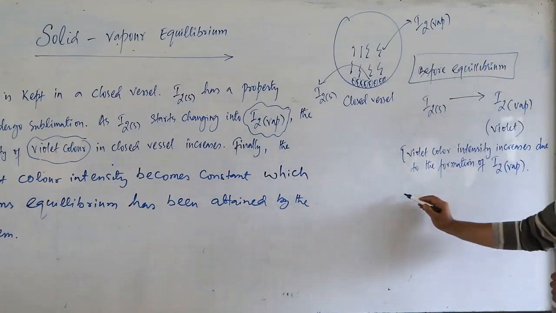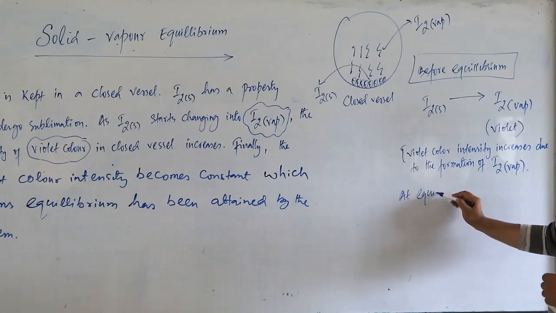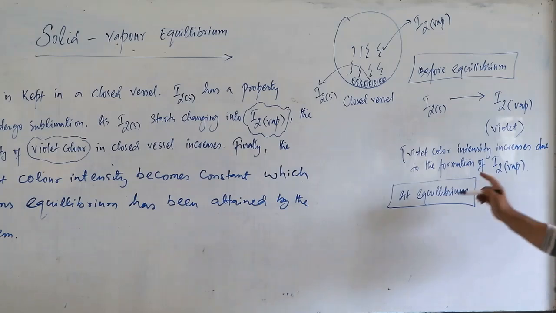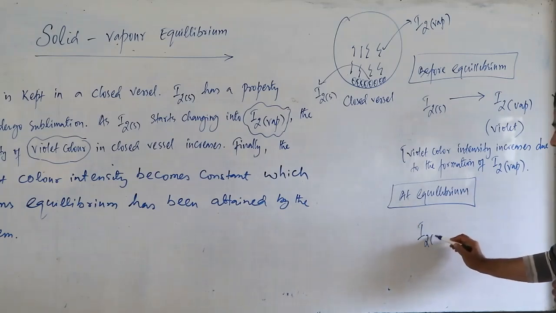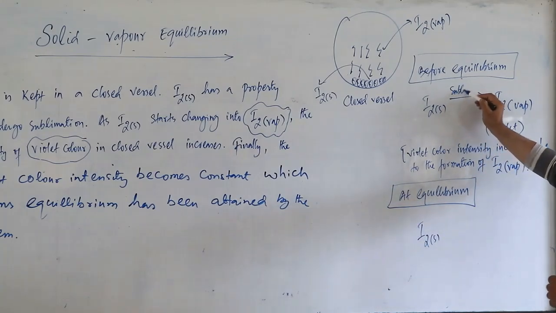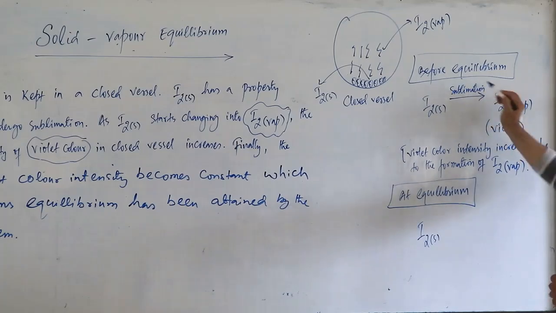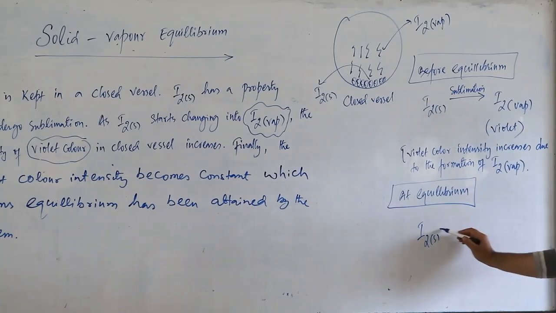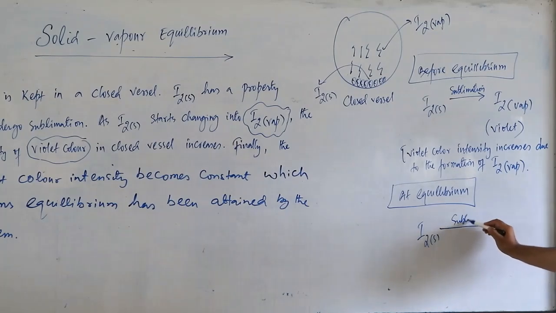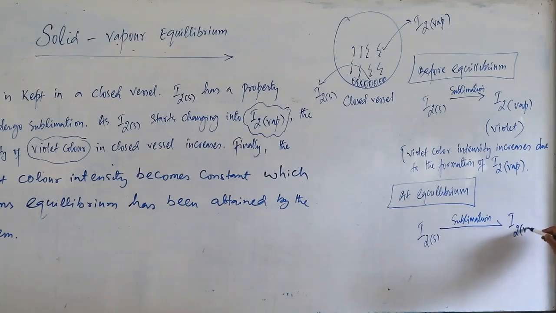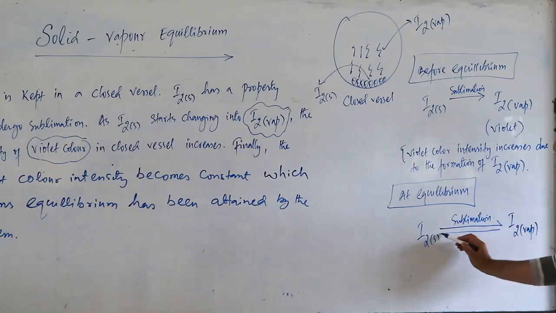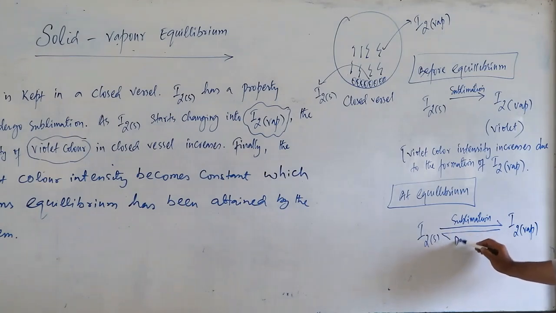So what happens at equilibrium? My dear friends, you have here iodine solid. Here only sublimation was taking place before equilibrium. And now at equilibrium, iodine solid will undergo sublimation and it will change into iodine vapor. And here the iodine vapor will change back into the iodine solid. That is deposition. So deposition will happen. Iodine vapor will change back into iodine solid.